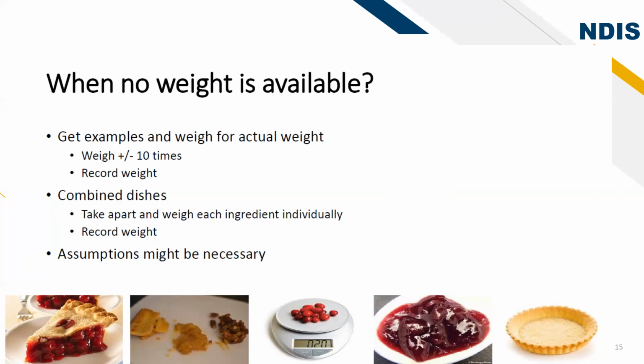And as previously mentioned, with the combined dishes, you will have to take them apart if there are no weights available for them. List the ingredients, list the ratios if you don't have a specific weight for that, and then the coder will be able to work from, say, a 100 gram portion. They can work from 100 grams and determine what was half, what was a quarter, and so on. And then also record the weight, obviously. And then again, assumptions might be necessary.